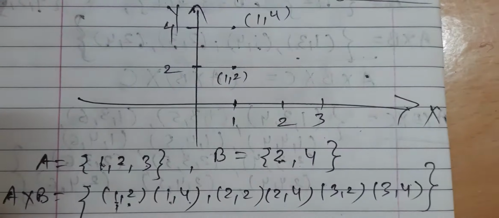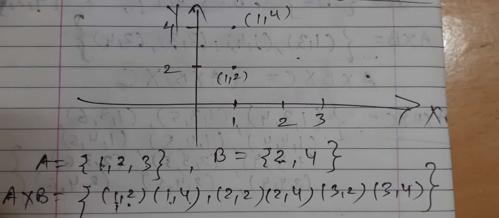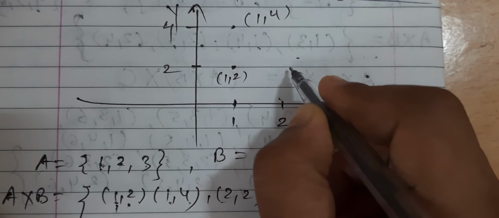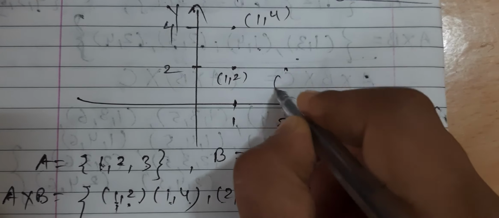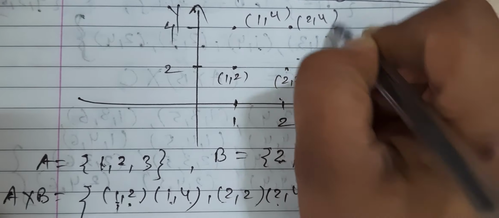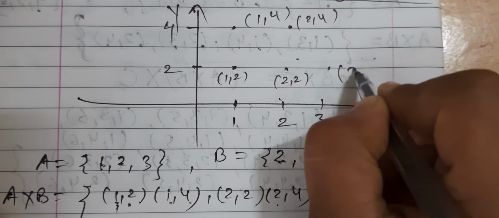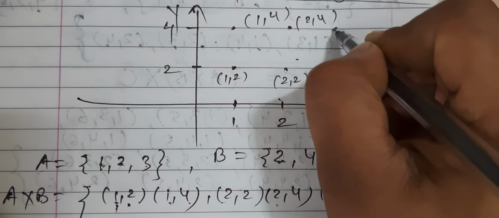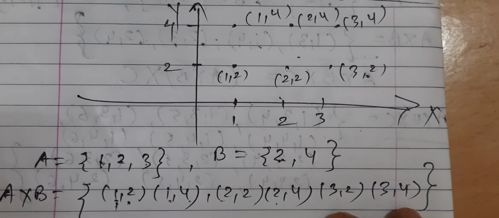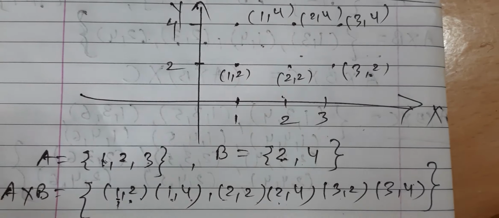This we have already done in class 9 and 10, simply like plotting points in a graph. The next is 2 comma 2, so this point represents 2 comma 2. Then next is 2 comma 4, so this is 2 comma 4. 3 comma 2, this is 3 comma 2 and 3 comma 4, so this one is 3 comma 4. So this is very simple, you already know. So this is graphical representation of Cartesian product of sets.